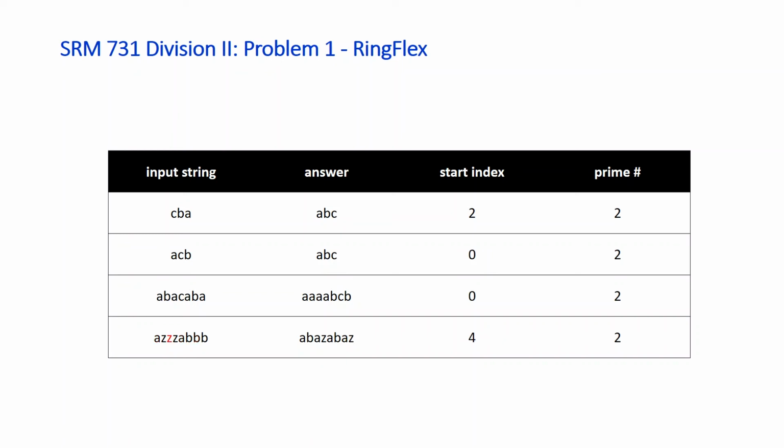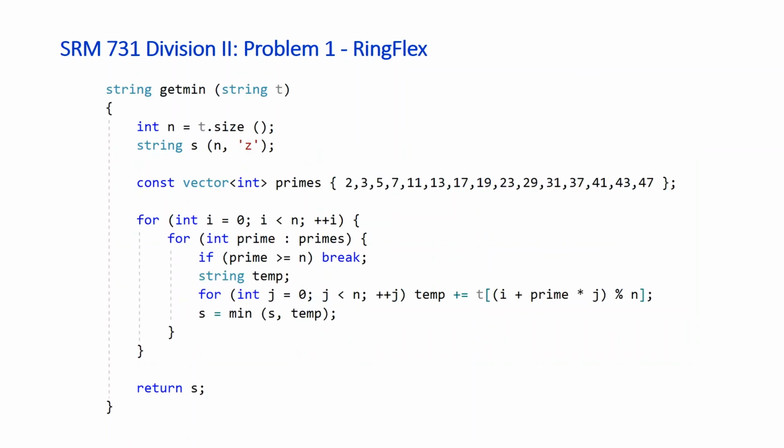And so once again, the way that we're going to solve this problem is just by brute force. So let's take a look at the code for that. Here we have a function getMin that takes string t as a parameter, so that's our input string. We set local n to be the size of that string, and then we initialize our result s, which is also a string, to be length n, and we're going to set it initially just to be all z.